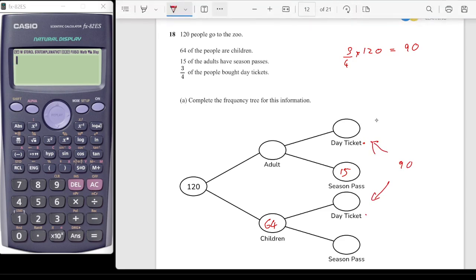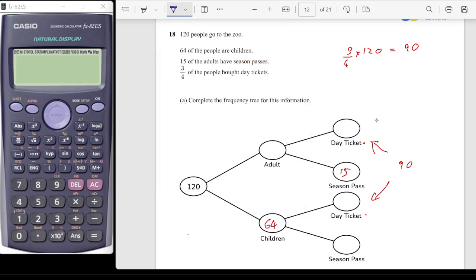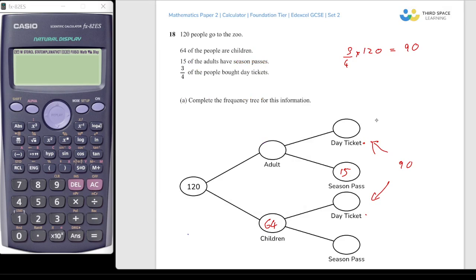Right, so that's basically extracting information from the question. Typically we call these processing marks, and then I'm going to go for the number of adults. So if there are 120 people in total, and we know 64, that leaves us with 56 adults.